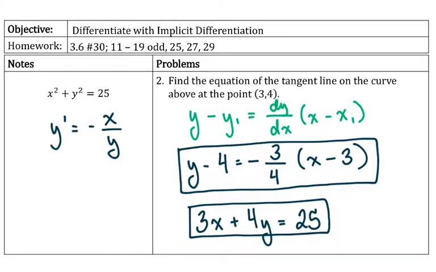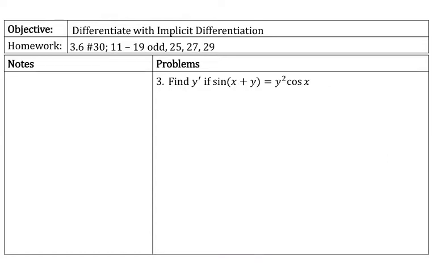Let's look at our final question. Find y prime if sine of x plus y is equal to y squared cosine x. So here's an example where we have the chain rule on one side and the product rule on the other.